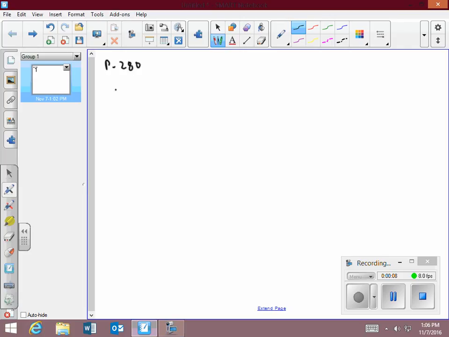280. 17. Need to find the real zeros of the polynomial using the techniques specified by the instructor, and state the multiplicity of each zero. X cubed.